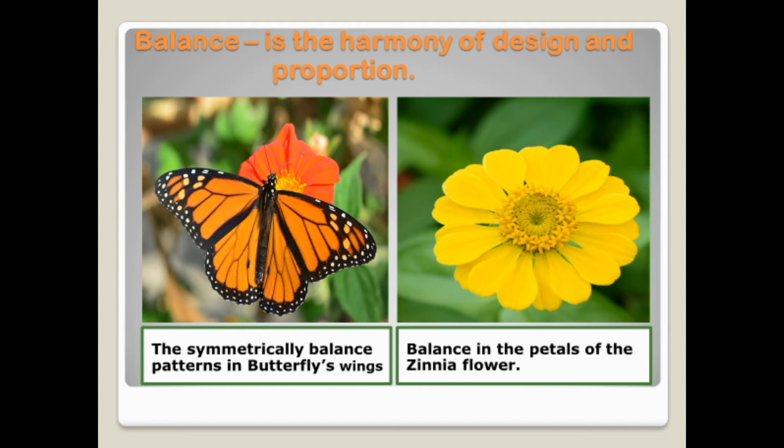Example, the symmetrically balanced patterns in butterflies' wings. And the second one, the balance in the petals of the zinnia flower. In visual art, balance makes a composition pleasing to look at. When you draw things, it is important to think about the balance of the thing you are drawing.